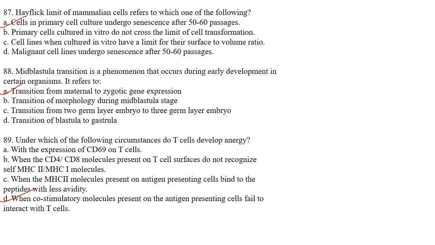Then Hayflick limit of a mammalian cell refers to which one of the following? So the Hayflick limit is the number of times a normal human cell population will divide until cell division stops. So cells in primary culture undergo senescence after 50 to 60 passages. Answer is option A. So that is the number of times the human cell population will divide until cell division stops. So after 50-60 passages, it starts to undergo senescence.